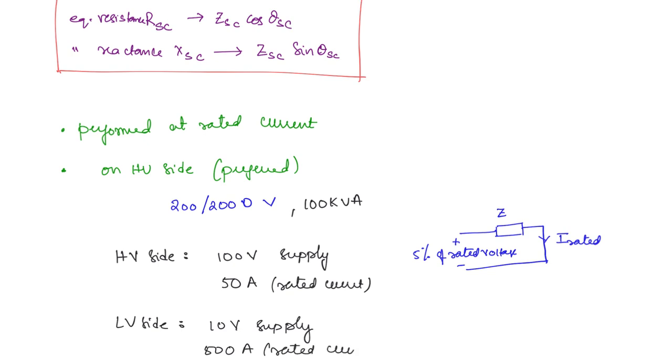So you can see that on the LV side we need a supply which is giving a low voltage and a high current, which is more difficult to arrange. In comparison, on the HV side you can see the voltage and the current are of moderate values. So this is why it is preferred to perform the short circuit test on the HV side.